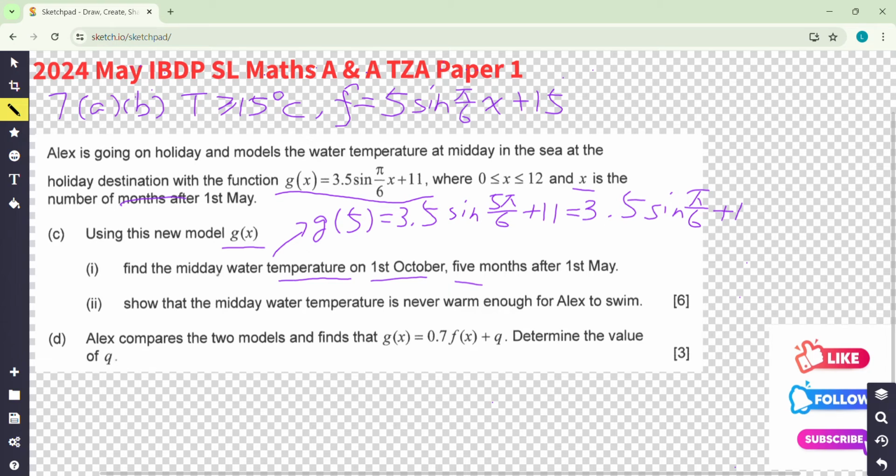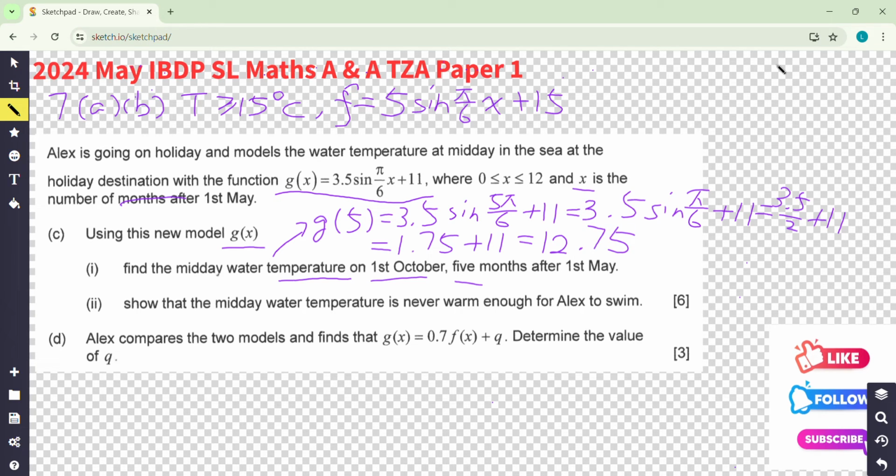So next question, what is sine pi over 6? 1/2, so it is 3.5 over 2 plus 11. Paper 1, you need to calculate 3.5 over 2, 1.75, right? So it's 1.75 plus 11. Go back to primary school, some subtraction stuff. Okay, so it's 12.75. Okay, you remember the units.